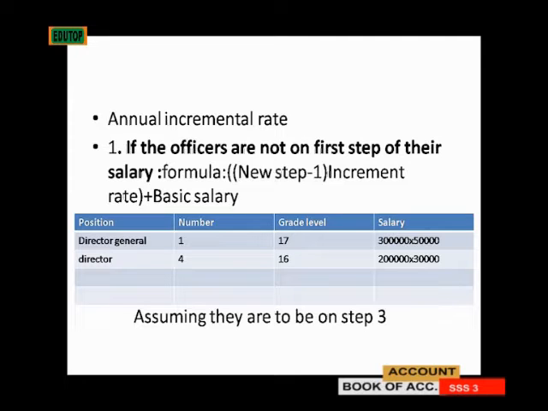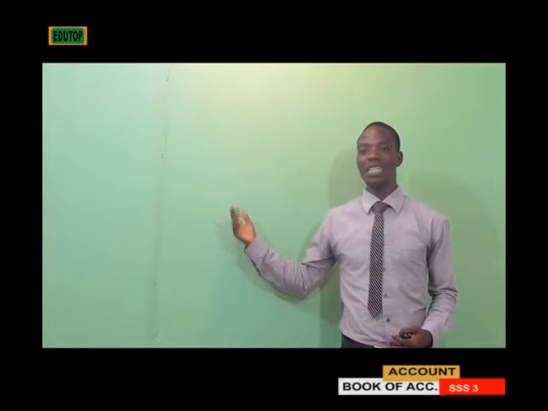If such a case happens, the formula is: the new step, which will be given in the question, minus 1. When you are in a particular level and you begin to climb the steps, there will be an increment in the salary. So we will be given the new step minus 1, times the increment rate attached to that step, plus the basic salary. Basic salary, and we also have allowance as well. So let's quickly look at this question.